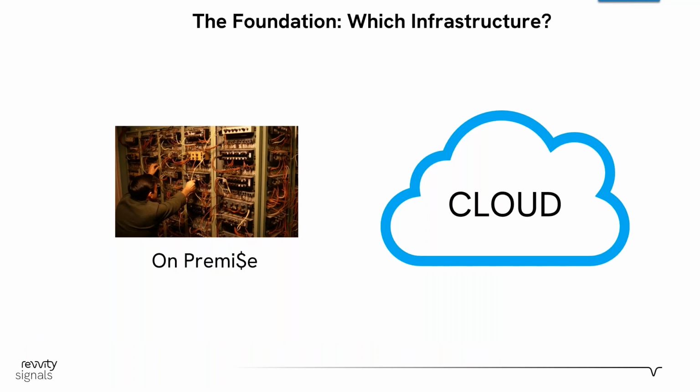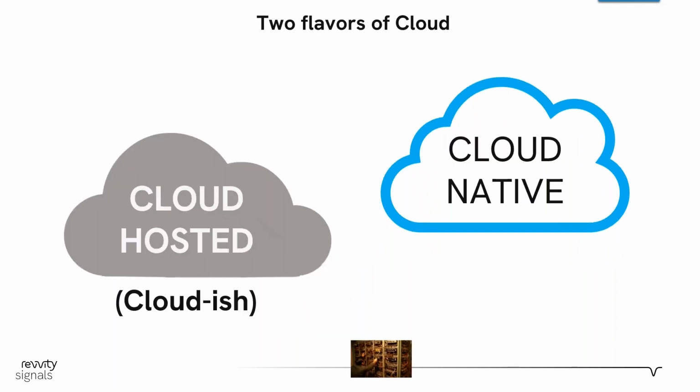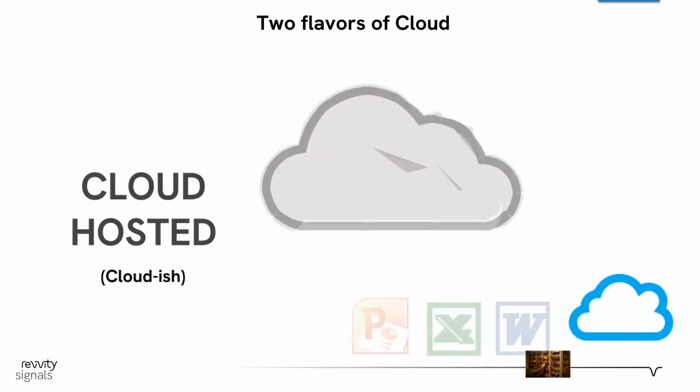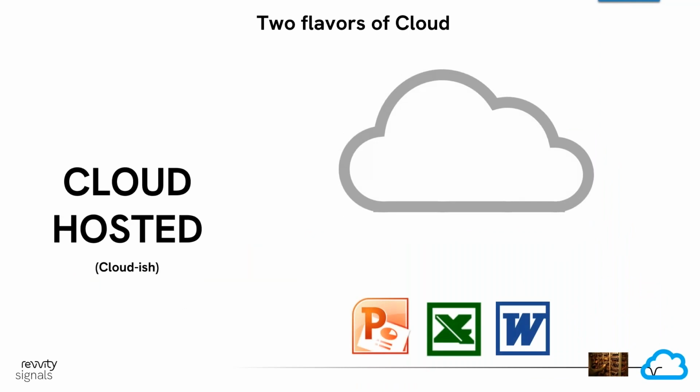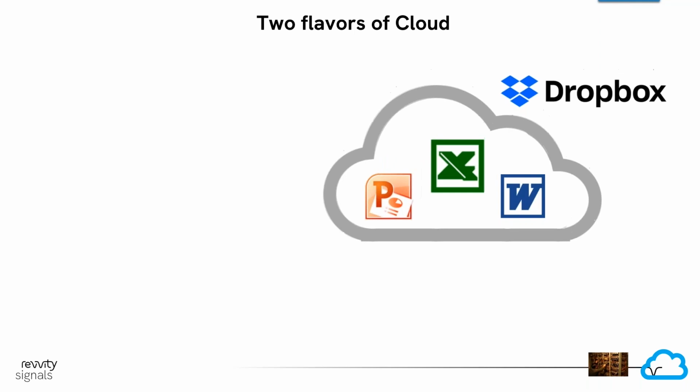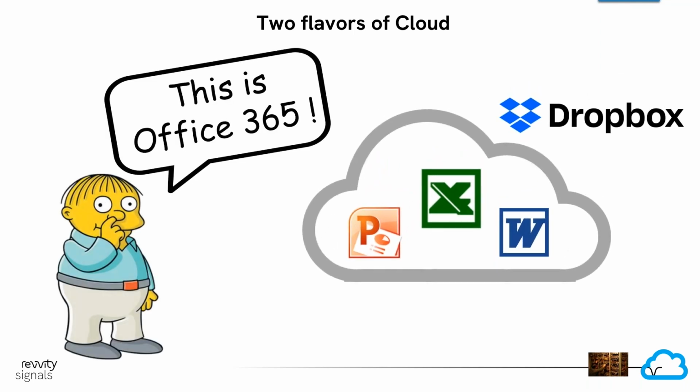So you have two different considerations. You have on-premise servers and you have cloud servers, but you have two flavors of cloud that still exist today. You have cloud hosted, that I like to call cloudish, and you have cloud native. What's cloud hosted? Cloud hosted, if you want an analogy, is a bit like taking an old version of PowerPoint, an old version of Excel, an old version of Word, putting that into Dropbox, and then calling it Office 365. That's what cloud hosted means.